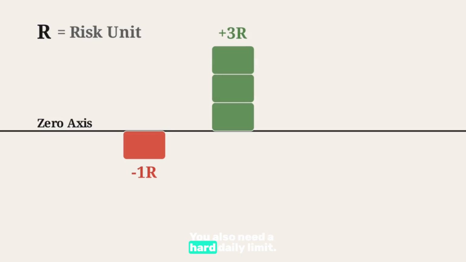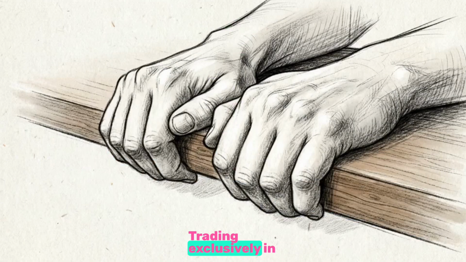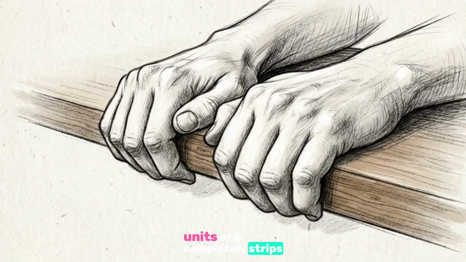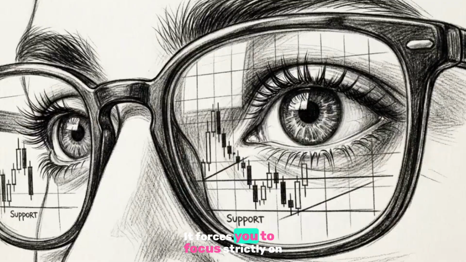You also need a hard daily limit. If your account drops by -3R in one session, you shut your computer down. No exceptions. Trading exclusively in units of R completely strips away the panic of losing $50 or $500. It forces you to focus strictly on the process, keeping you from chasing losses or revenge trading.